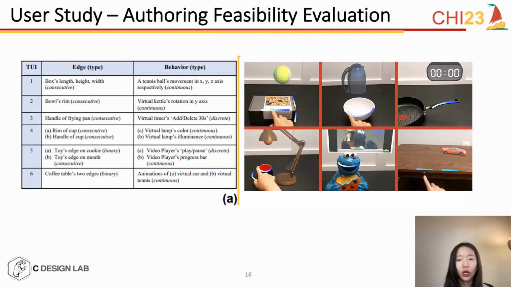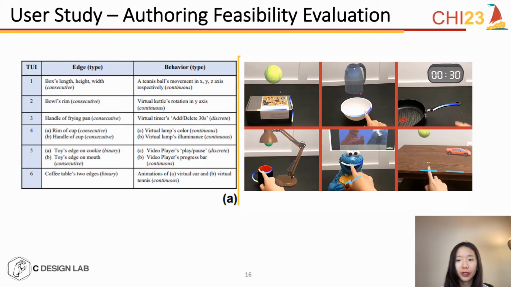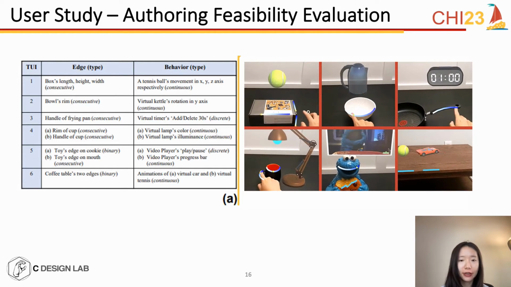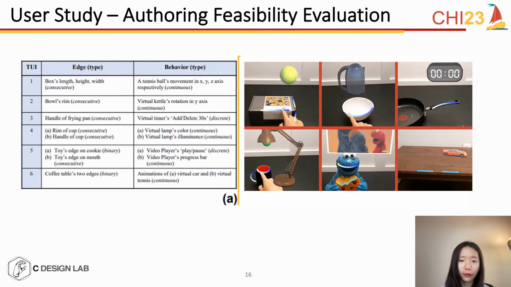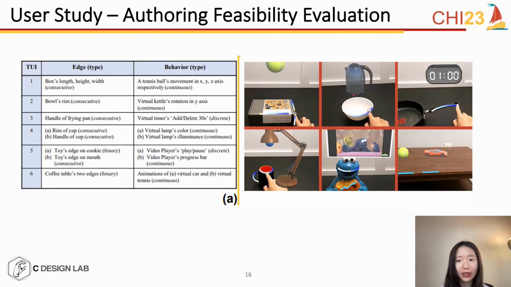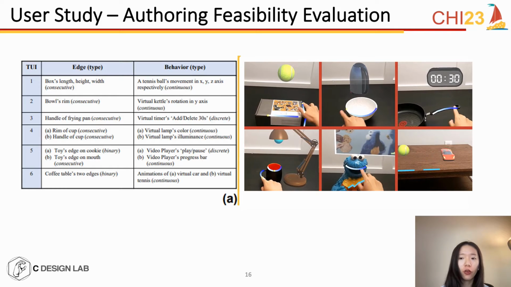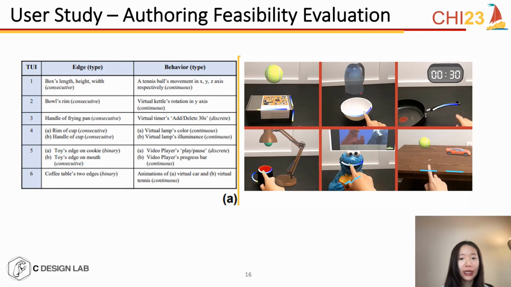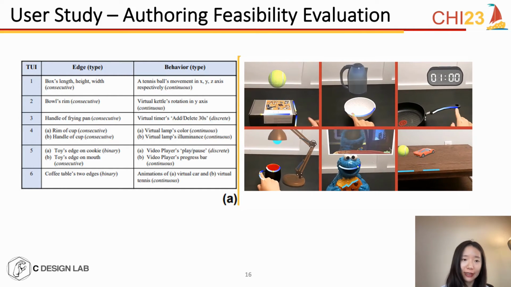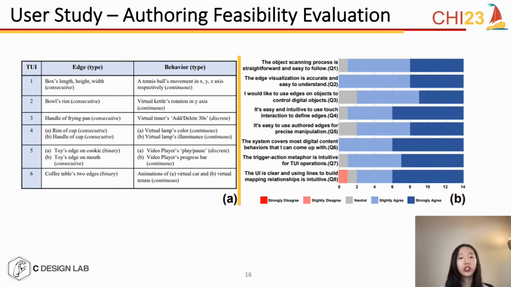In the second session, we evaluated the performance of the Ubi Edge authoring interface. We asked users to finish six TUI authoring tasks, which include all four combinations of inputs and outputs we mentioned earlier in the taxonomy. In general, users show a high preference for using geometry edges as tangible inputs, and they agree that repurposing tangible edges into controllers is intuitive.